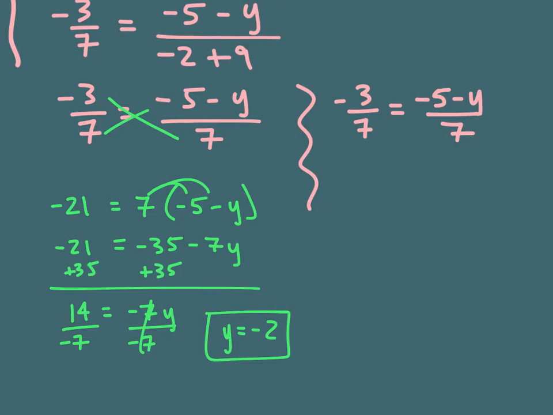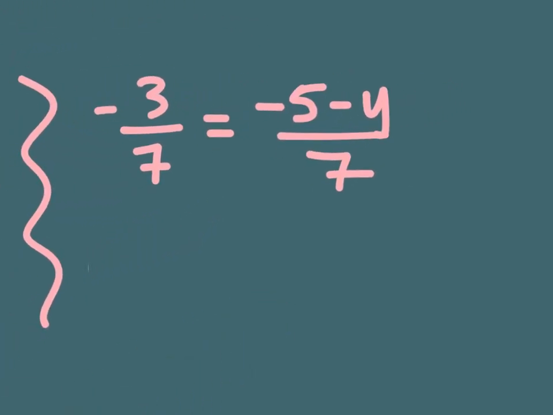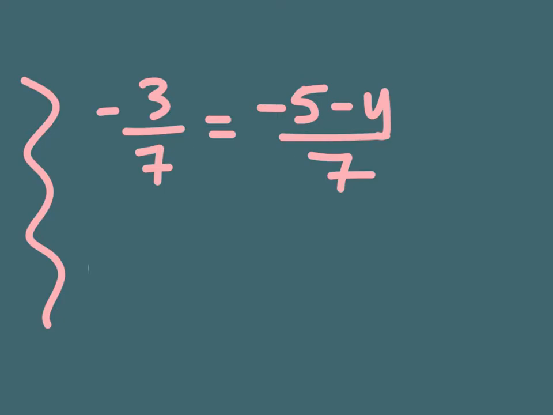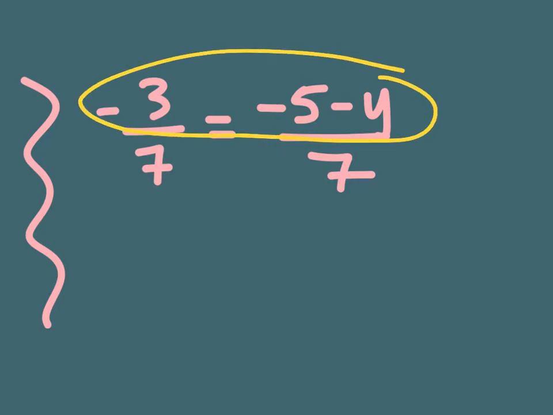But the other way I want to look at this is by analyzing the fact that I have the same denominator in these equations. Okay, if my denominators are the same and I have two fractions equal to each other, then I simply just want to look at the top part of my equation and write this as negative 3 equals negative 5 minus y.